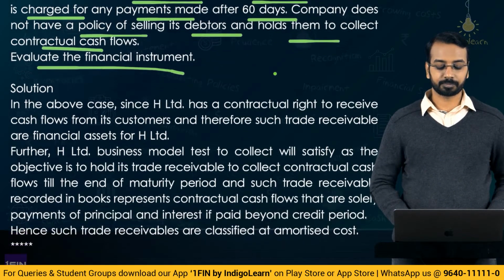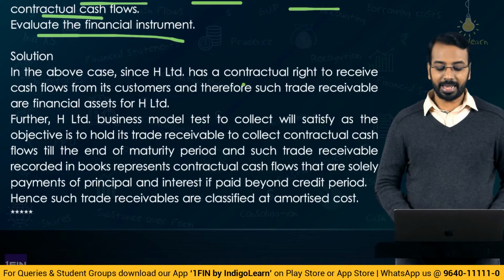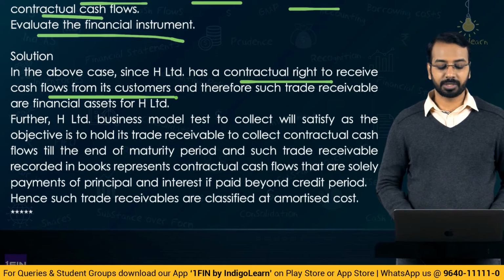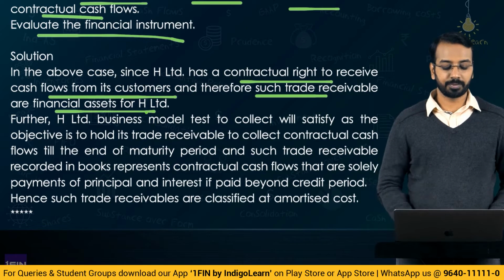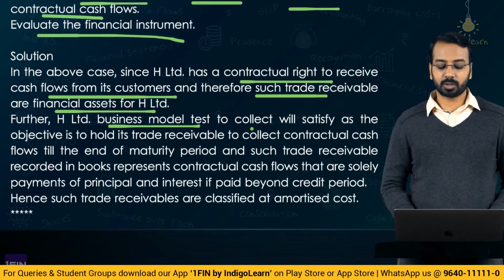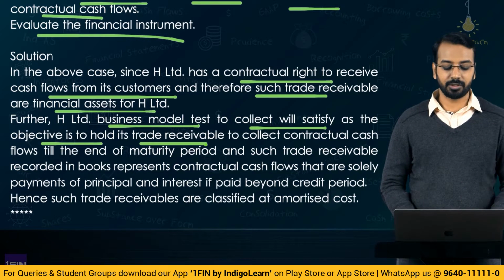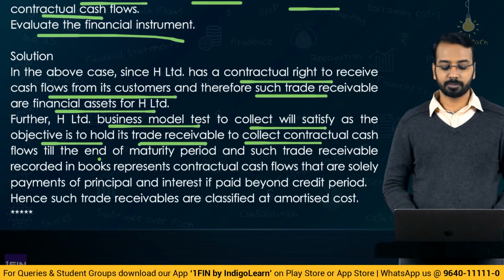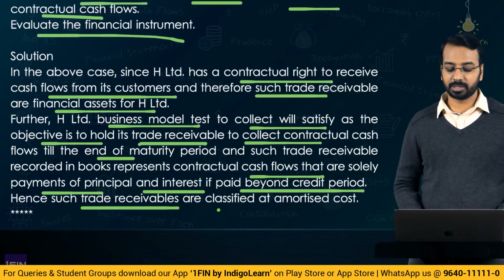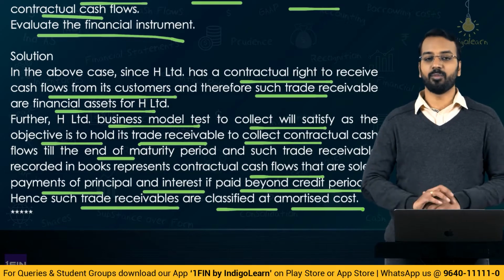Okay. So, here S Limited has a contractual right to receive cash flows from its customers and therefore, such trade receivables are financial assets. This we know. Further, the business model test to collect will be satisfied. The objective is to hold its trade receivables to collect the contractual cash flows and the contractual cash flows are solely payments of principal and interest if paid beyond the credit period. Hence, such trade receivables are classified as measured at amortized cost.